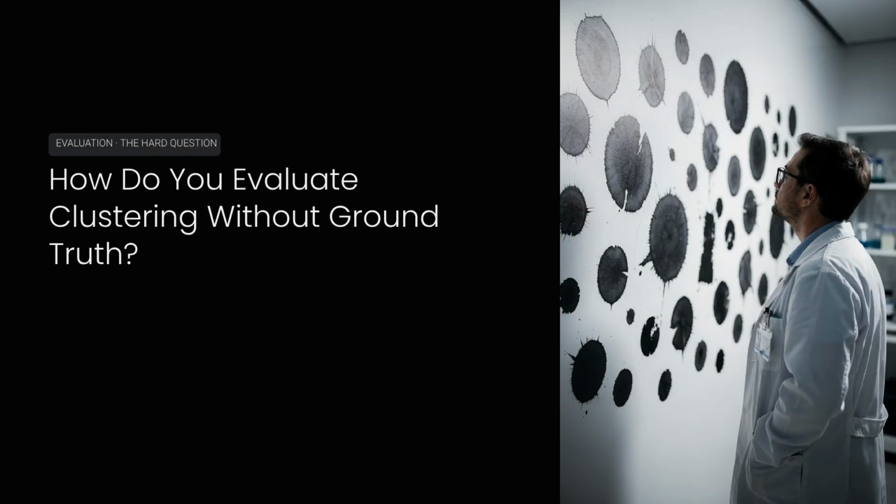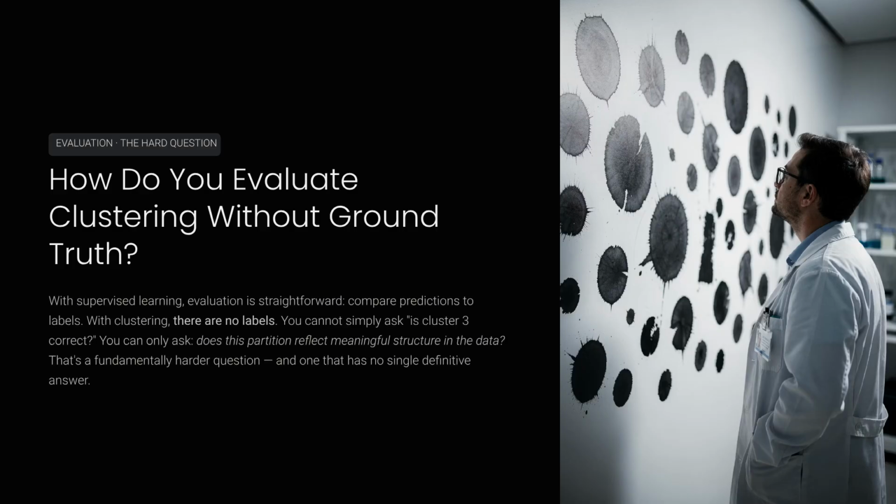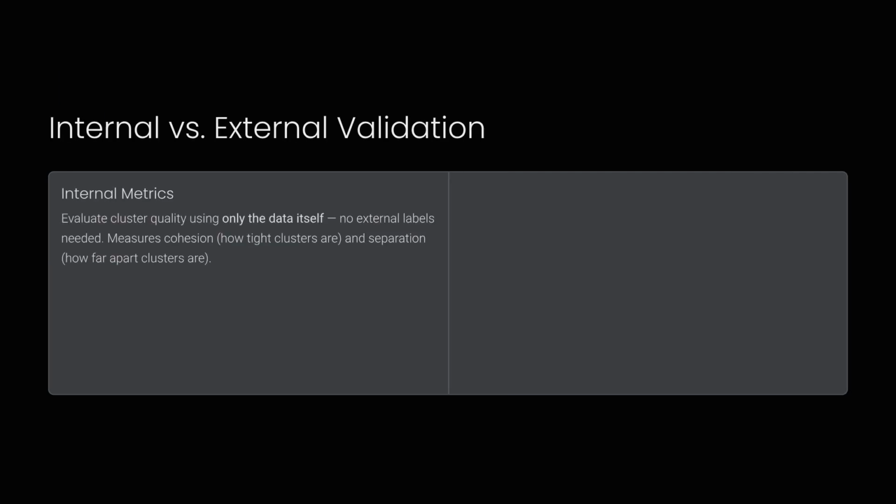data structure. The hardest question in clustering is evaluation, because there is no ground truth. The goal is not correctness, but finding meaningful structure. This requires a different set of metrics than supervised learning, shifting focus to whether the partition reflects inherent patterns in the data. Evaluation uses internal and external metrics.